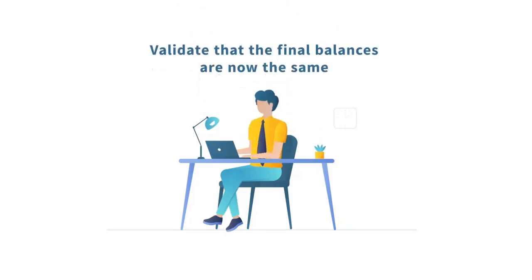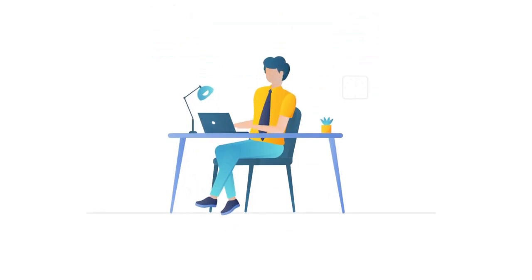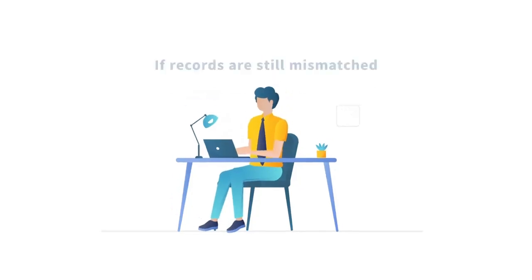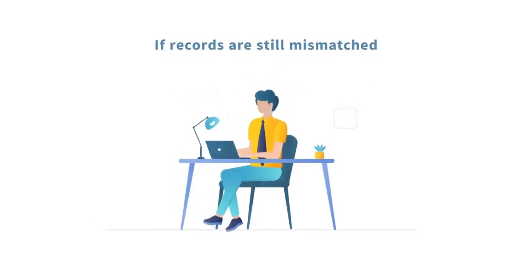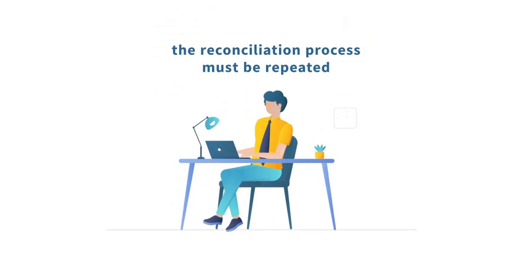Next, we validate that the final balances are now the same once changes have been made and records are matched, which concludes the reconciliation process. However, if records are still mismatched, the process must be repeated to determine the source of the mistake.